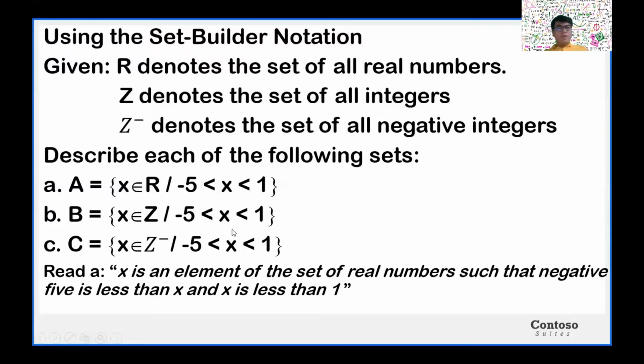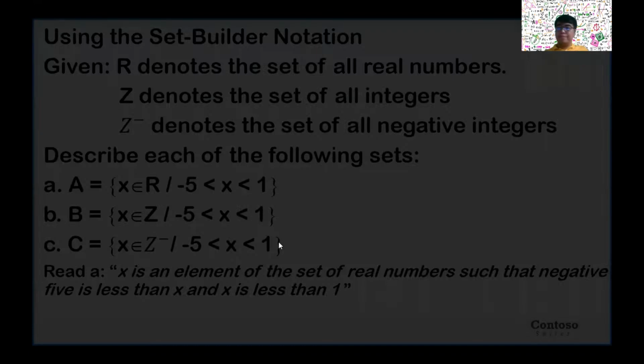How about 0? Is 0 an element of A? Yes, 0 is an element of A. How about B? Is 0 an element of B? Yes, 0 is an element of B. How about C? 0 is not an element of C because the set of negative integers does not contain 0.